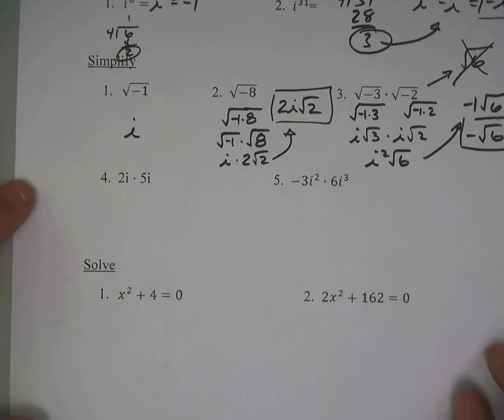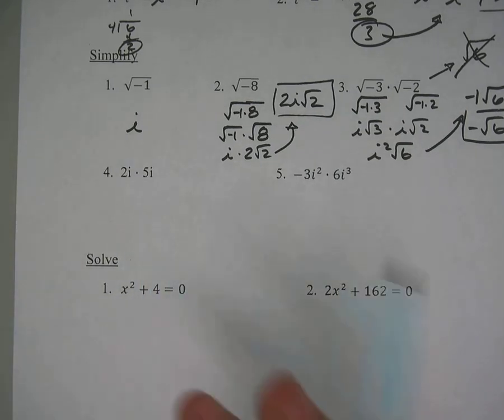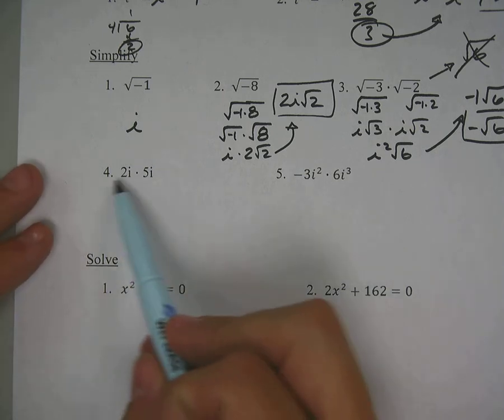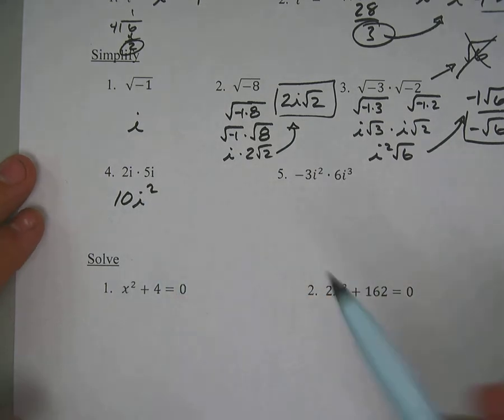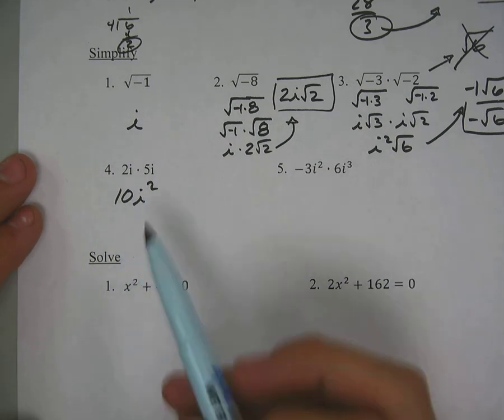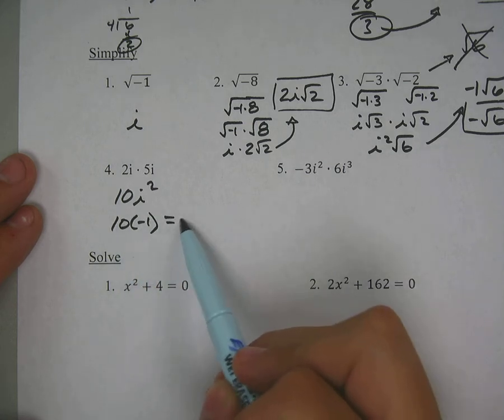Okay, a couple other ones. What about 2i times 5i? Well, multiplying i values isn't any different than multiplying just variables. I would just multiply 2 times 5 is 10, and i times i is i squared. The only difference is I need to simplify that, so i squared is negative 1, so my final answer is negative 10.